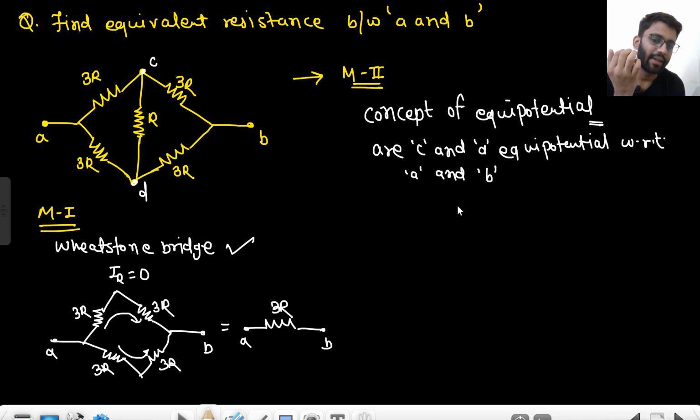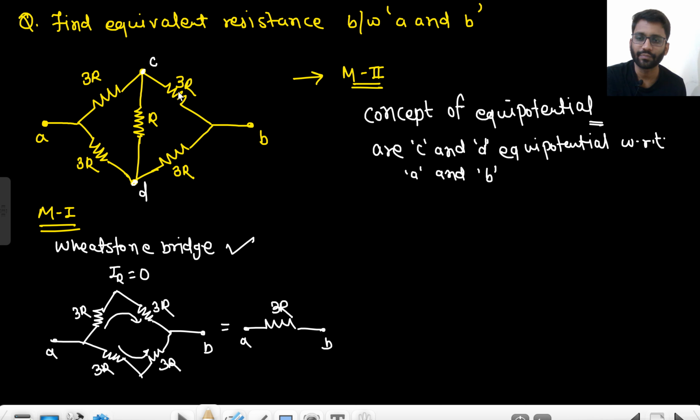I have seen many times that people say C and D are equipotential, but with respect to some other nodes, C and D will not always be equipotential. If I am collecting my R equivalent across CD, I will not say CD are equipotential; I will say AB are equipotential with respect to C and D. So are these equipotential? That I will check. How do we check whether they are equipotential or not?